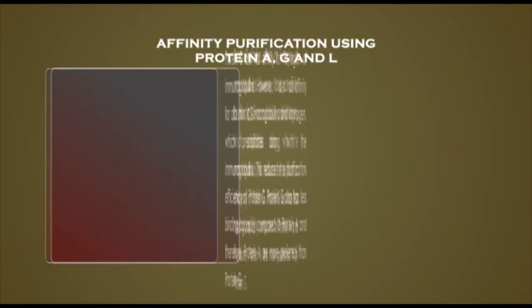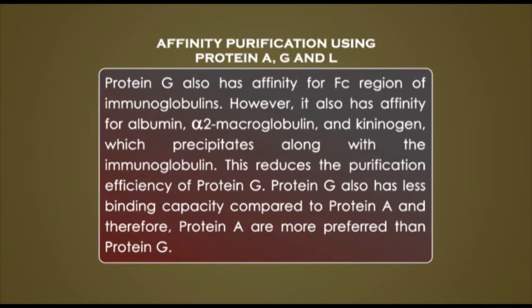Therefore, attempts are made to produce recombinant protein A with lower affinity to immunoglobulins, which can be eluted at higher pH of about 4 and above. Protein G also has affinity for the Fc region of immunoglobulins. However, it also has affinity for albumin, alpha-2 microglobulin and kininogen, which precipitate along with the immunoglobulin. This reduces the purification efficiency of protein G.